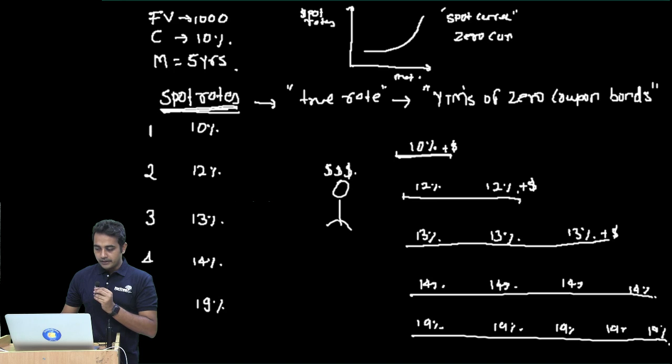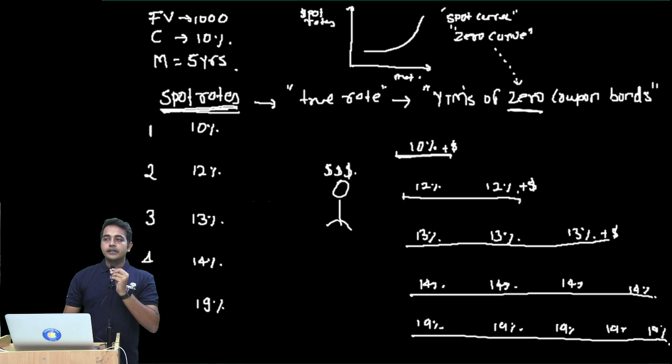I'll give you time to write. So a spot curve or zero curve. Why zero curve? Because it is essentially a YTM on a zero coupon bond. So we will say a spot curve is upward sloping, which simply means that if you invest for longer maturity, you earn more per annum. Are we okay with this?